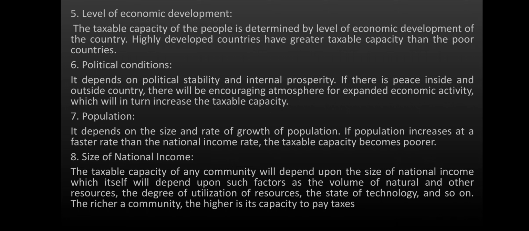The population is the next factor. If the population is increasing at a faster pace than the GDP of the nation, the taxable capacity will be lesser in that particular country. If the GDP grows faster than the population, that country will have higher taxable capacity. The last factor is the country's GDP. The seventh and eighth factors are very much interrelated: population and the GDP, the country's national income. If the population growth is lesser than the country's GDP, then the country will have higher taxable capacity. If the population exceeds the growth rate of GDP, then the particular country will have lesser taxable capacity.